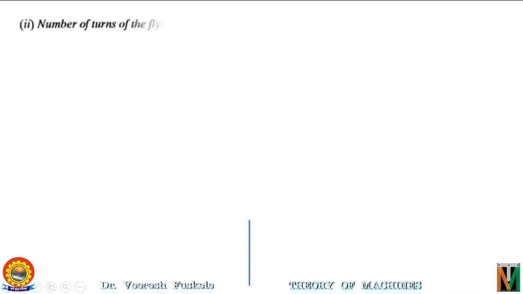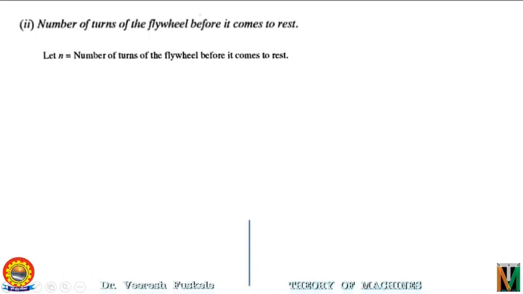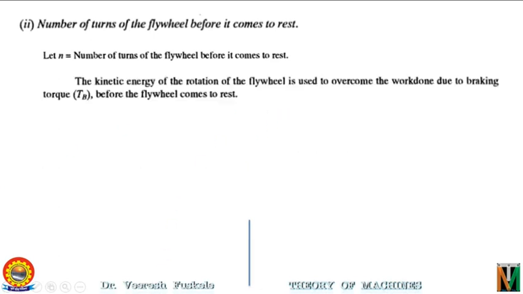Moving ahead, we have to find out the number of turns of the flywheel before it comes to rest. So let's take N as the number of turns of the flywheel before it comes to rest. The kinetic energy of rotation of the flywheel is used to overcome the work done due to braking torque Tb before the flywheel comes to rest. So let's see the kinetic energy of rotation.